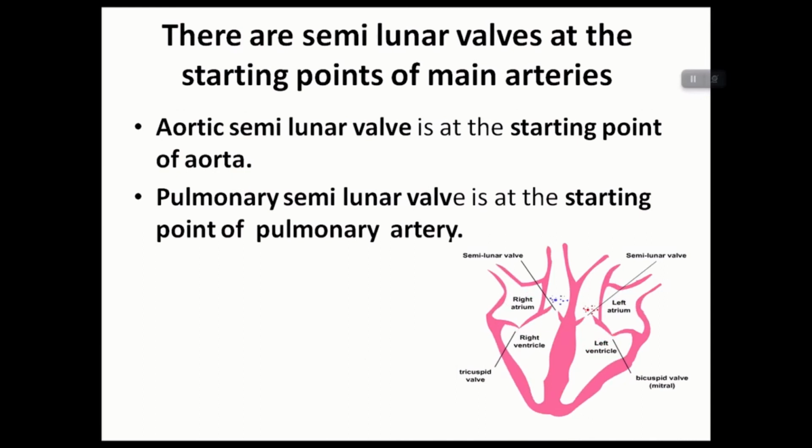There are semilunar valves at the starting point of main arteries. Aortic semilunar valve is at the starting point of aorta. Can you see the starting point of aorta? You can see the aortic semilunar valve. Do we call these semilunar valves?